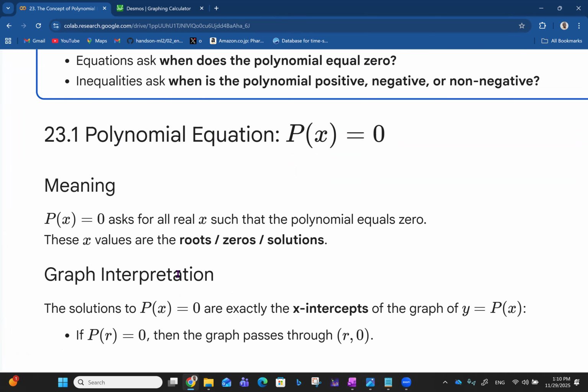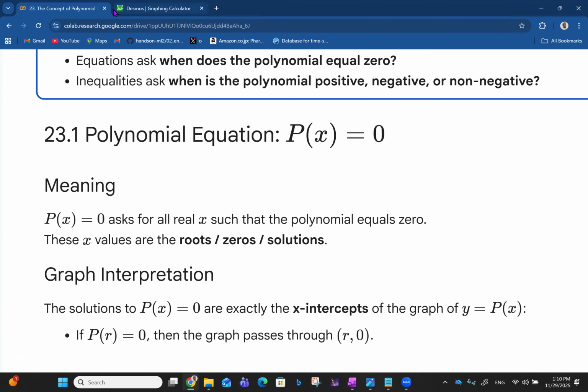Then the graphical interpretation is such that the solutions to P of X equals 0 are exactly the x-intercepts of the graph of y equals P of X. And we've done all of that all along. So if P of R is equal to 0, then the graph passes through R, 0.